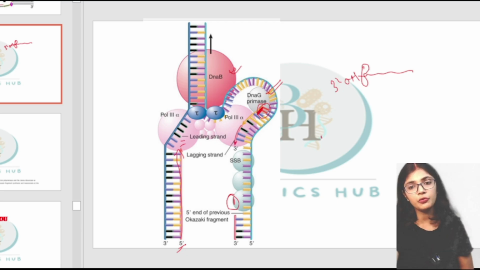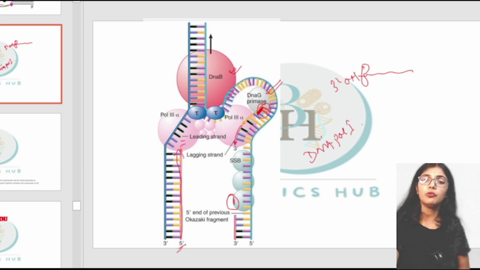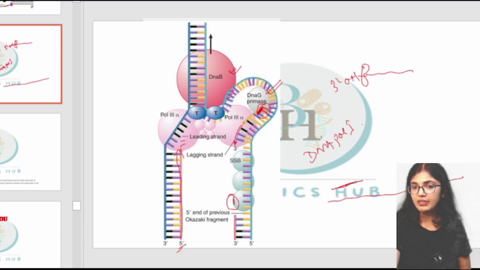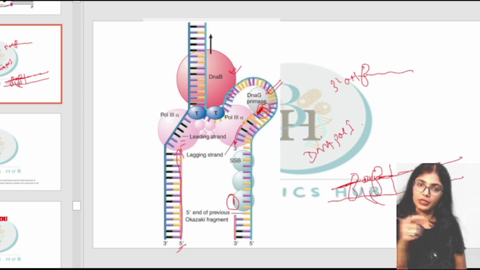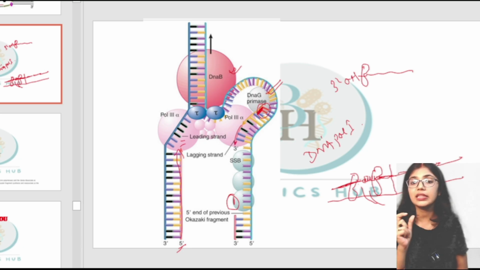That is removed by DNA polymerase 1. How will it be removed by DNA polymerase 1? Suppose this is a parent strand, and it has short primers. So here the DNA polymerase 1 will come and bind, and it will cut this primer. And as this DNA polymerase 1 has low processivity, it will fall off. During this time, DNA polymerase 3 will come and continue the synthesis of this DNA, and it will fill the gap. In this way, DNA polymerase 1 and DNA polymerase 3 help in sealing the gap on the lagging strand.